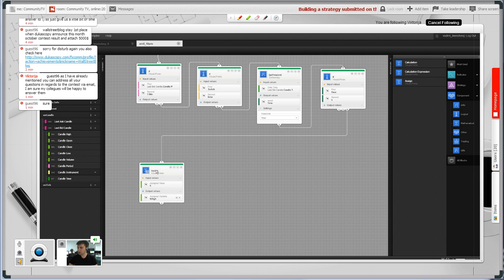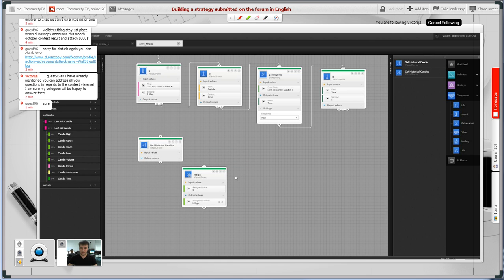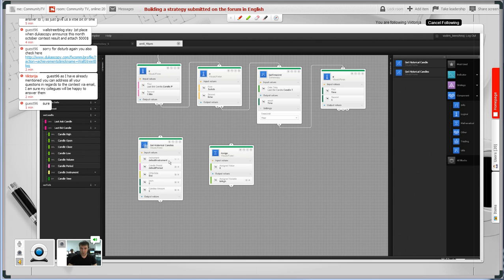Oops, I forgot. We've got to get 6 candles. It would be get historical candles. We request default instrument, default period. No, it would be the 1 hour chart, hourly. By default, it would be bid, shift 0, amount of candles 6.